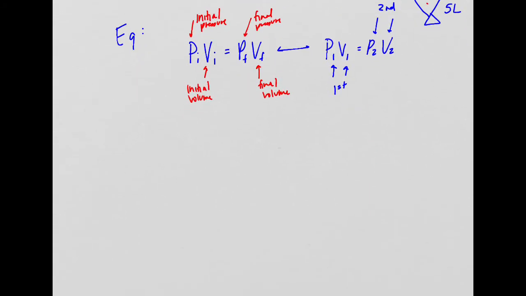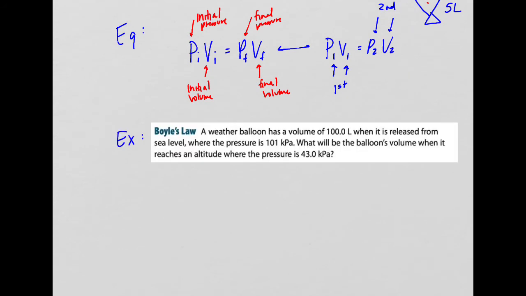Okay, so let's look at an example problem here. A weather balloon has a volume of 100.0 liters when it is released from sea level, where the pressure is 101 kPa. What will be the balloon's volume when it reaches an altitude where the pressure is 43 kPa? All right, so we're going to write down our knowns, unknowns, and equation.